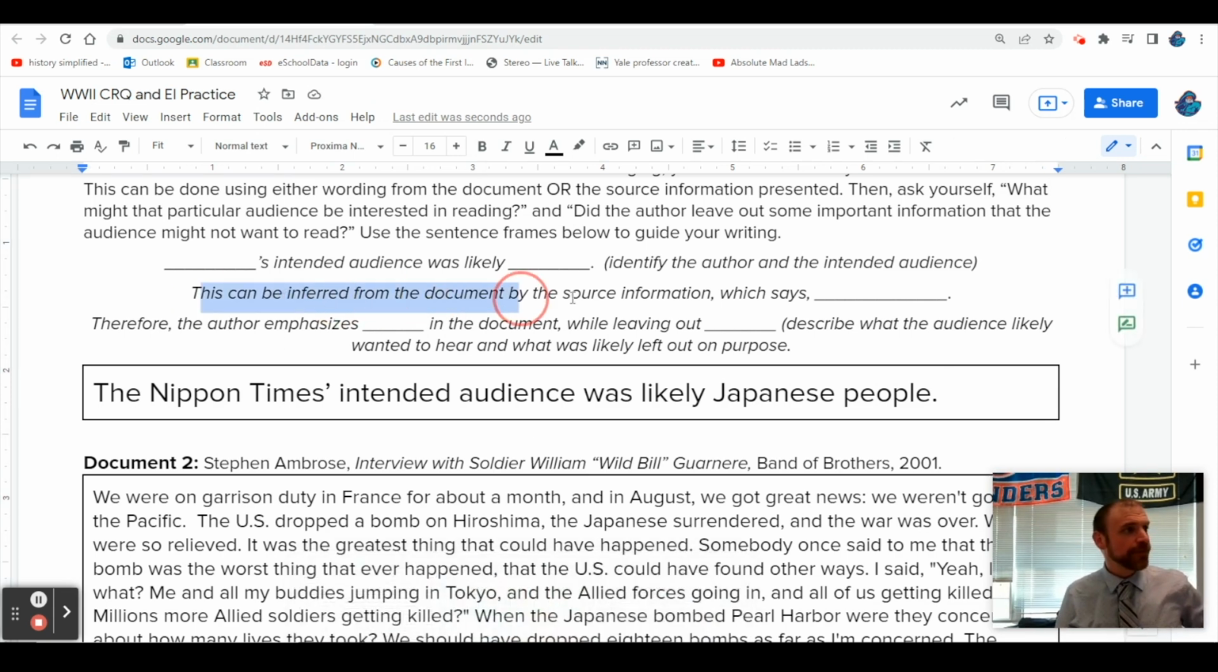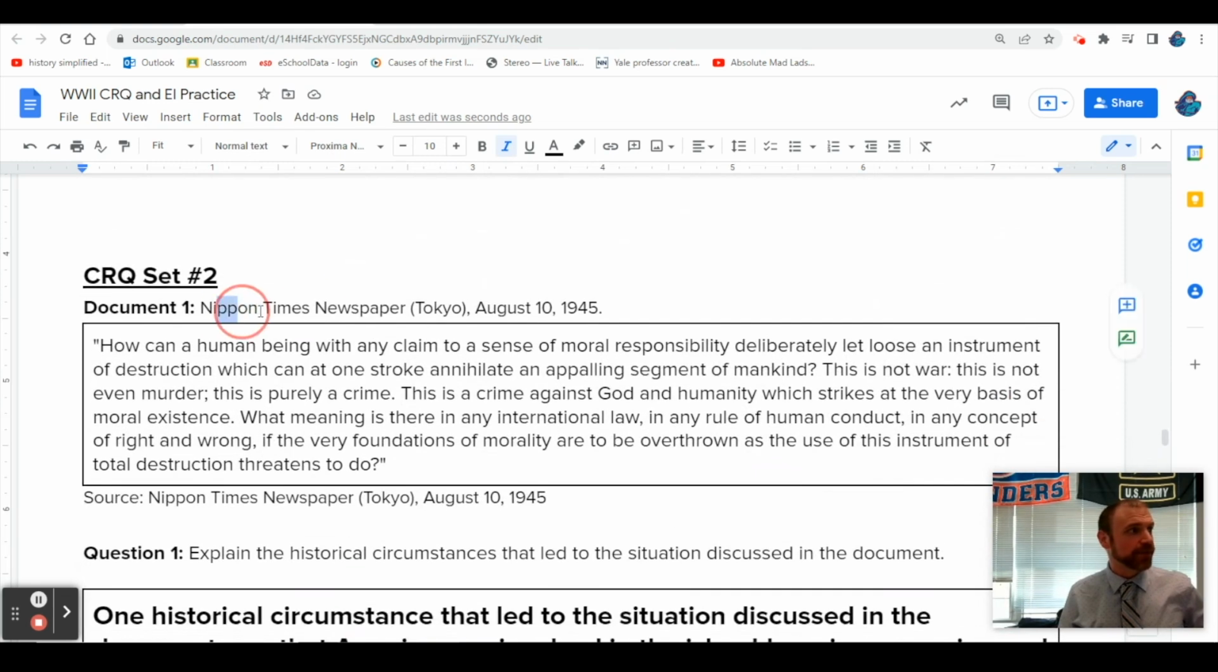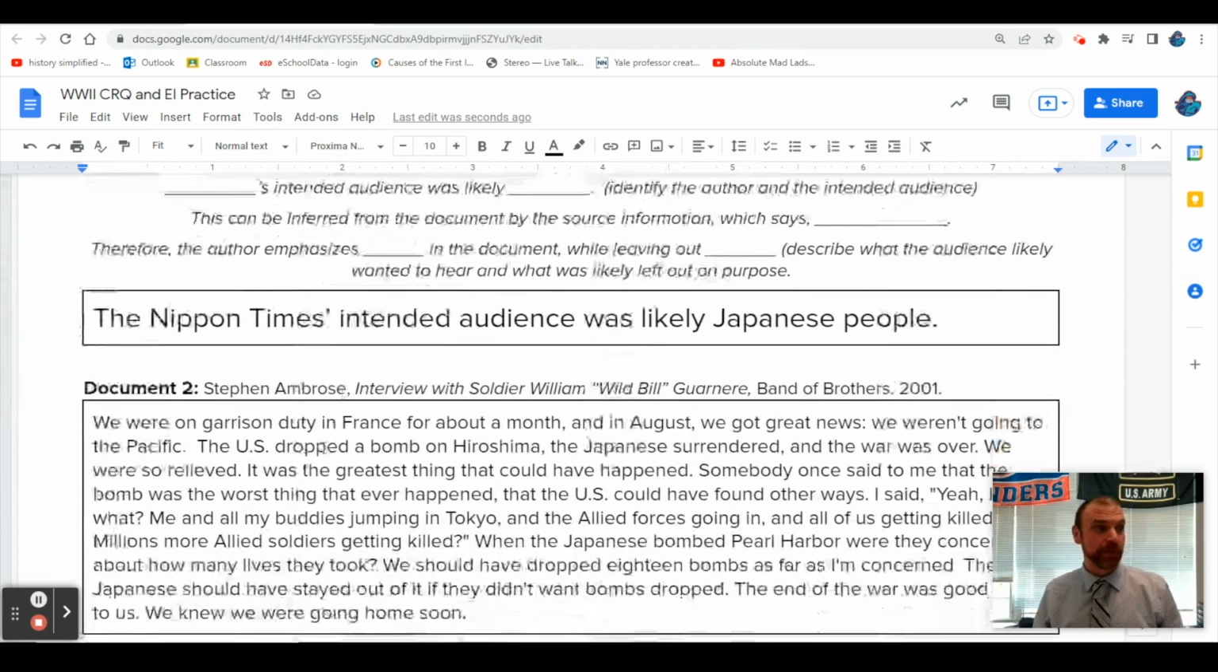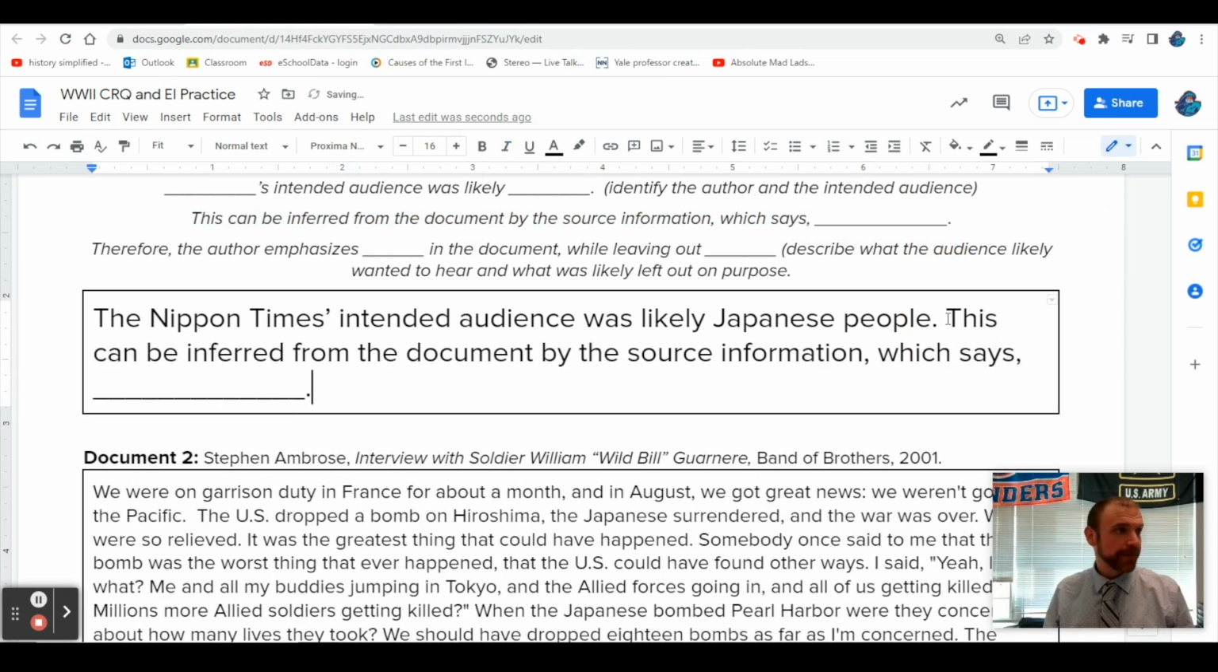Okay, I'm going to infer that based on not so much the wording in the document in this case, I'm going to infer it based on the sourcing information. Right? I'm going to say since it was published in Tokyo, it makes sense that Japanese people are going to be the ones reading that newspaper. So I will say this can be inferred from a document by the source information, which says, I'm going to paste that here, which says that it was published in Tokyo.